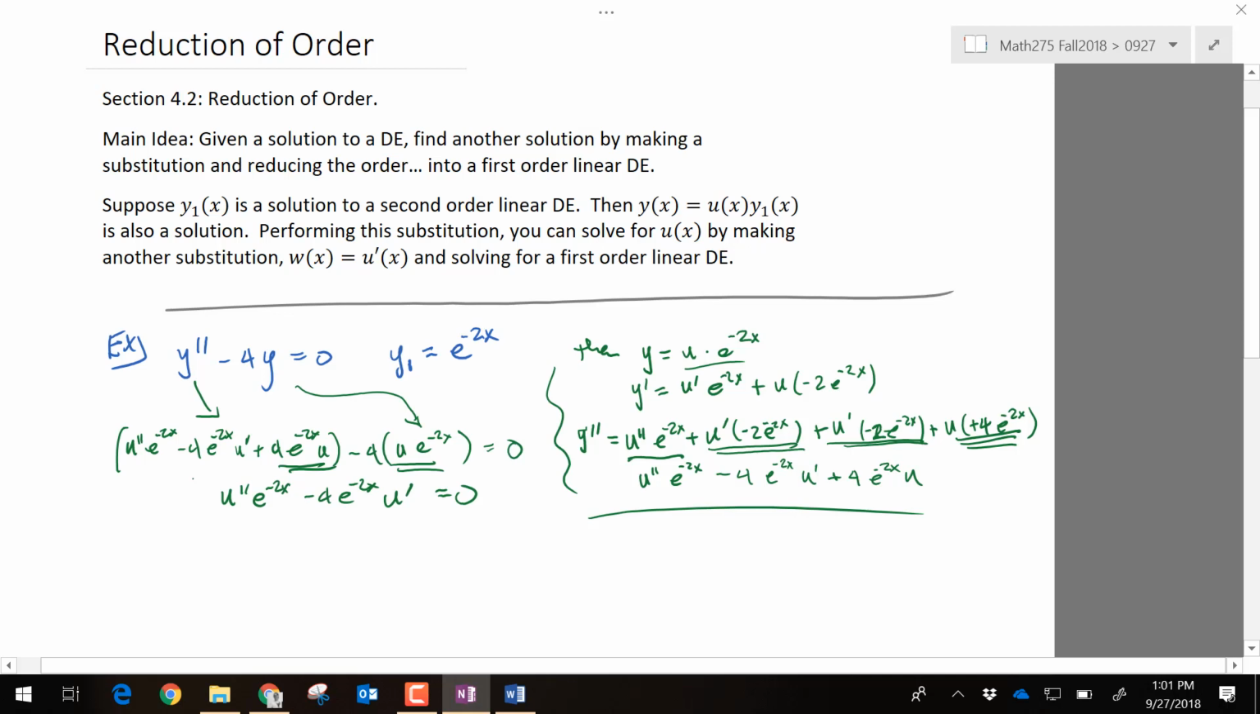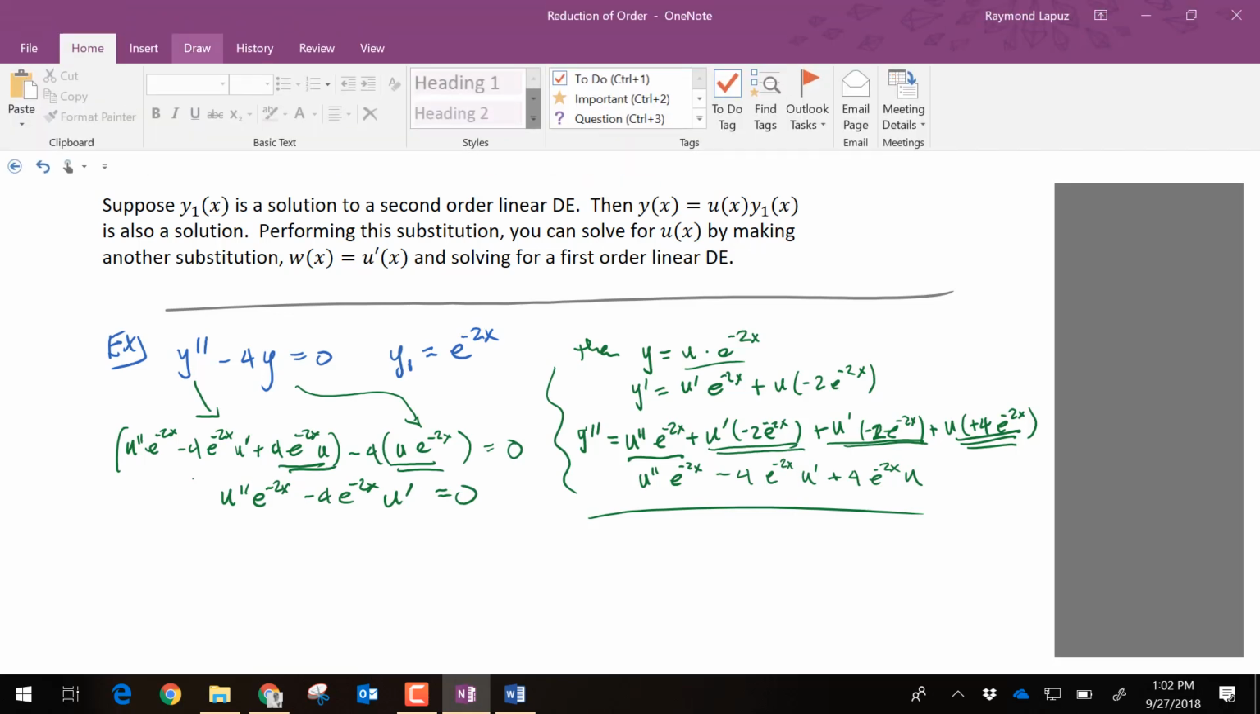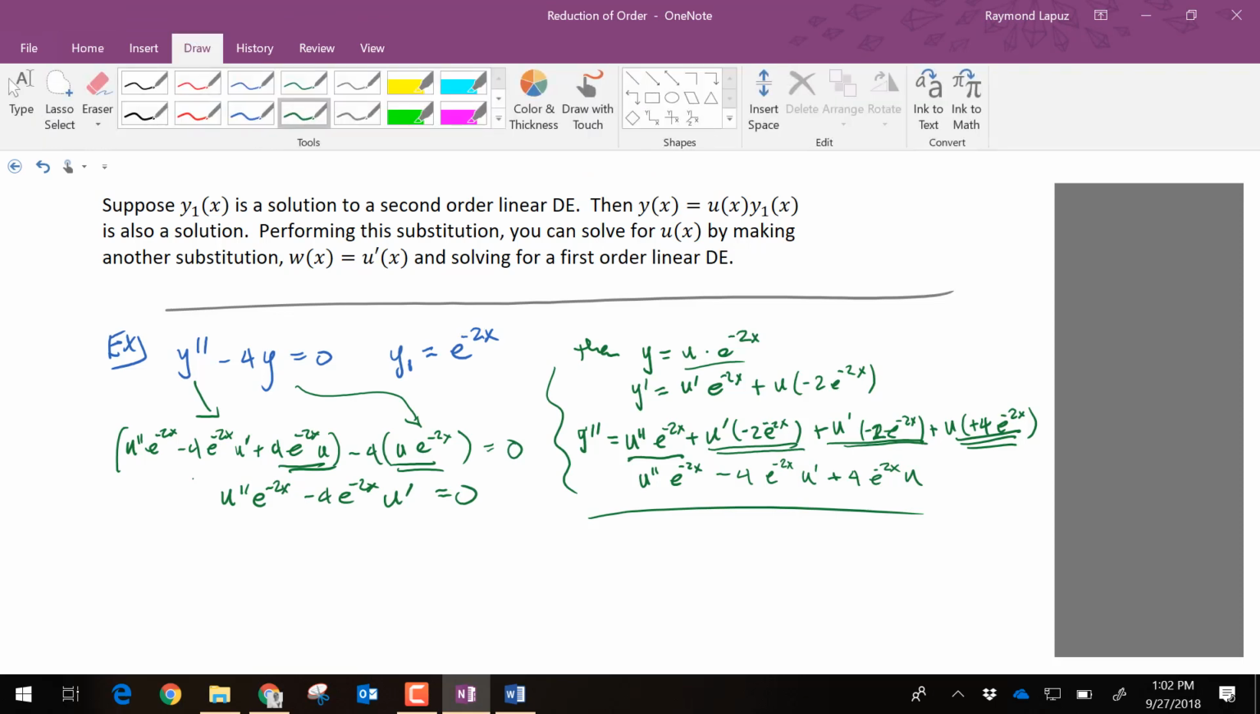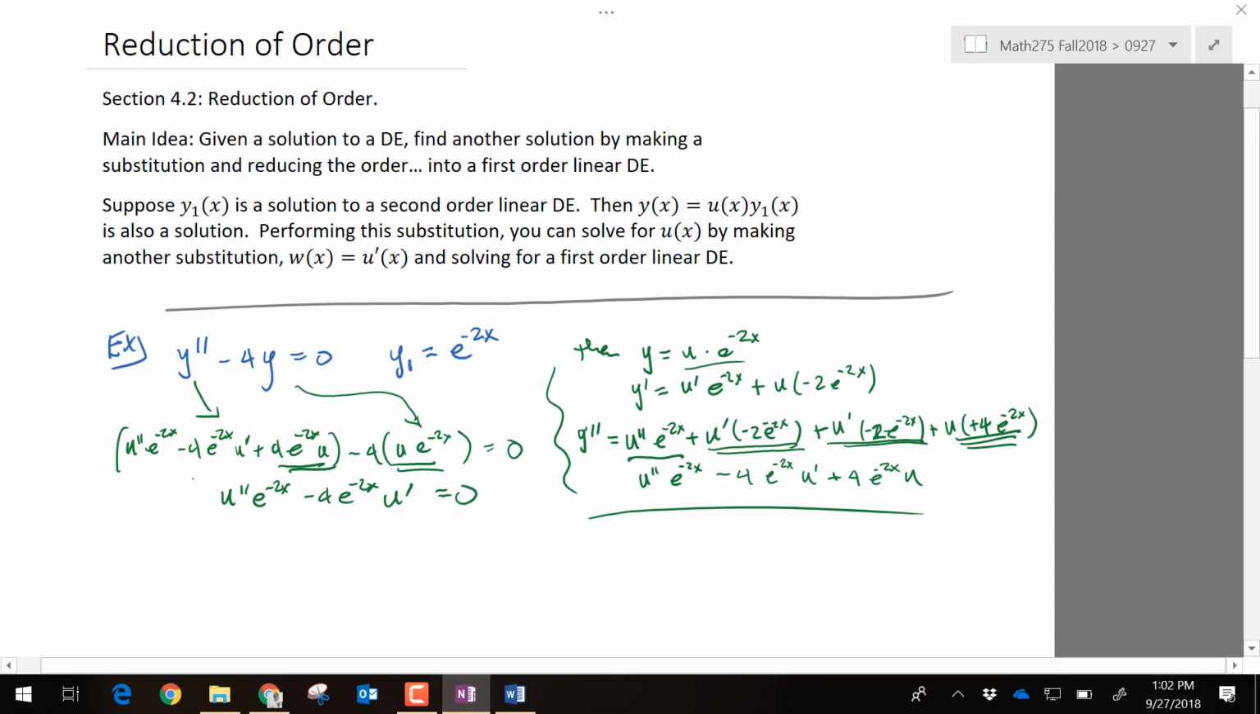So now we have a second order differential equation in u, but there's no u in here. There's just u prime and u double prime. So this is where we would want to make another substitution. And let's let w equal u prime.